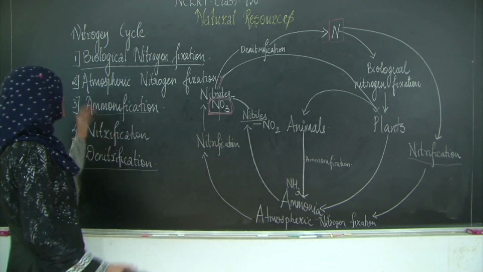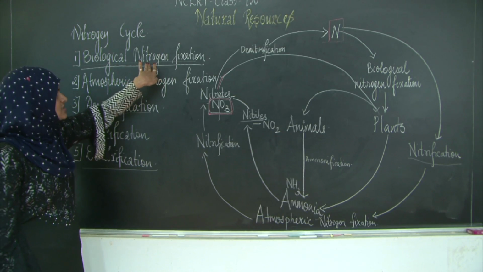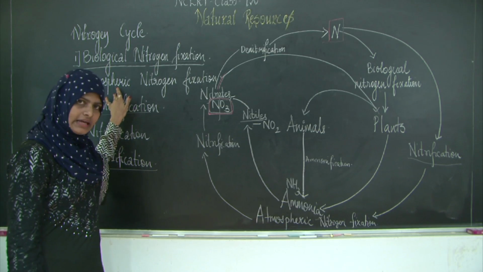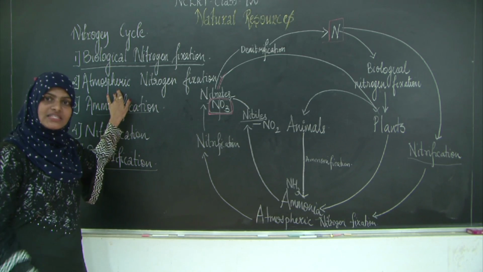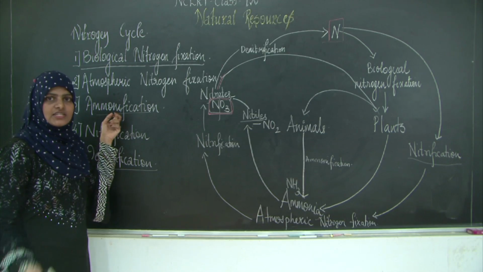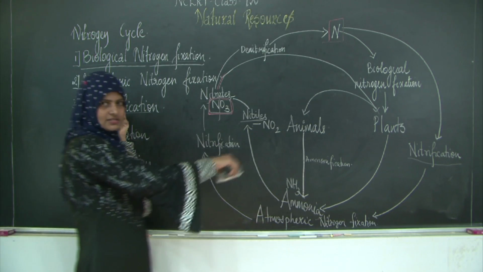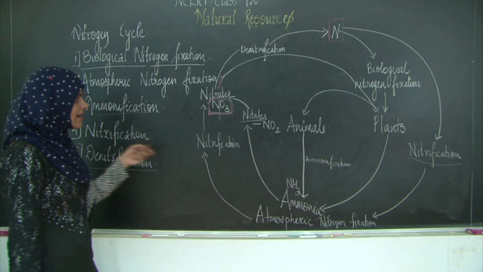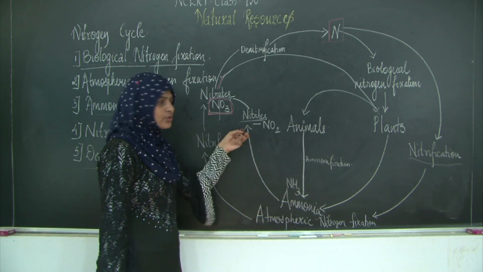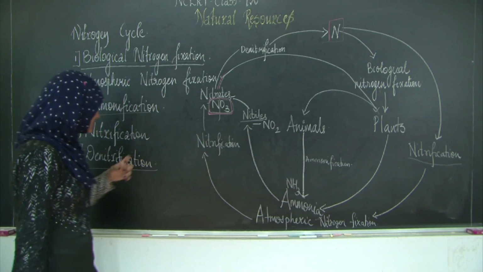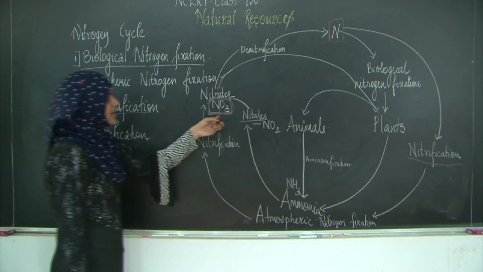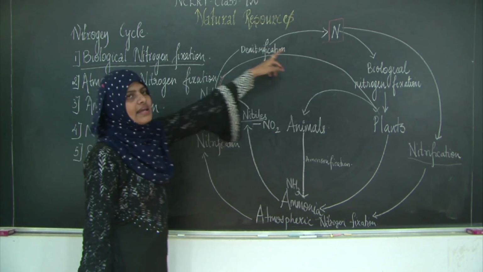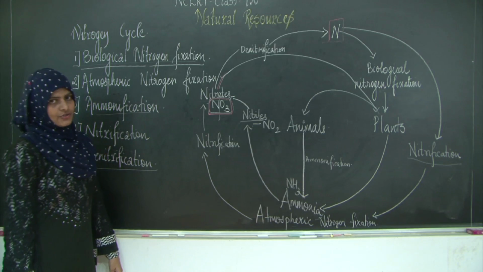Okay, the 5 major processes: biological nitrogen fixation, this is for leguminous plants; atmospheric nitrogen fixation, for lightning and thunder, where nitrogen gets mixed with the oxygen; ammonification, that is the plant waste and the animal waste get converted into ammonia, that is NH3. Nitrification, what happens is the nitrogen gets converted to NO2 or NO3 compounds, and denitrification, the oxygen will get removed from the nitrates and nitrites and again you will get the elemental nitrogen.